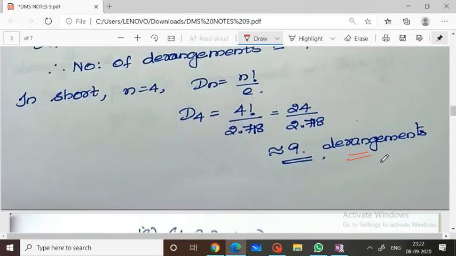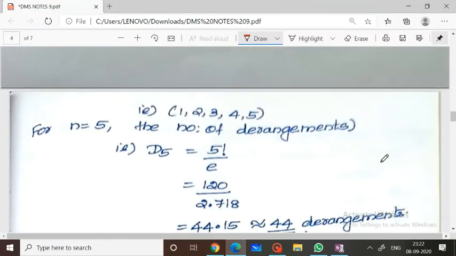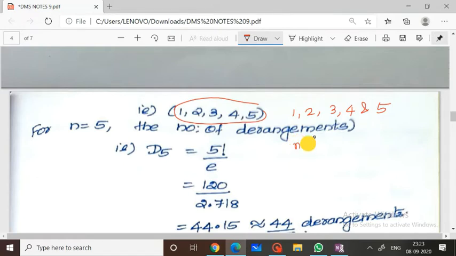But if n is equal to 5, coming on to the next case, n equal to 5 means let us consider 5 terms, 1, 2, 3, 4 and 5, which means is it possible to find the number of derangements? Now listen here, if n equal to 5, then the number of permutations.